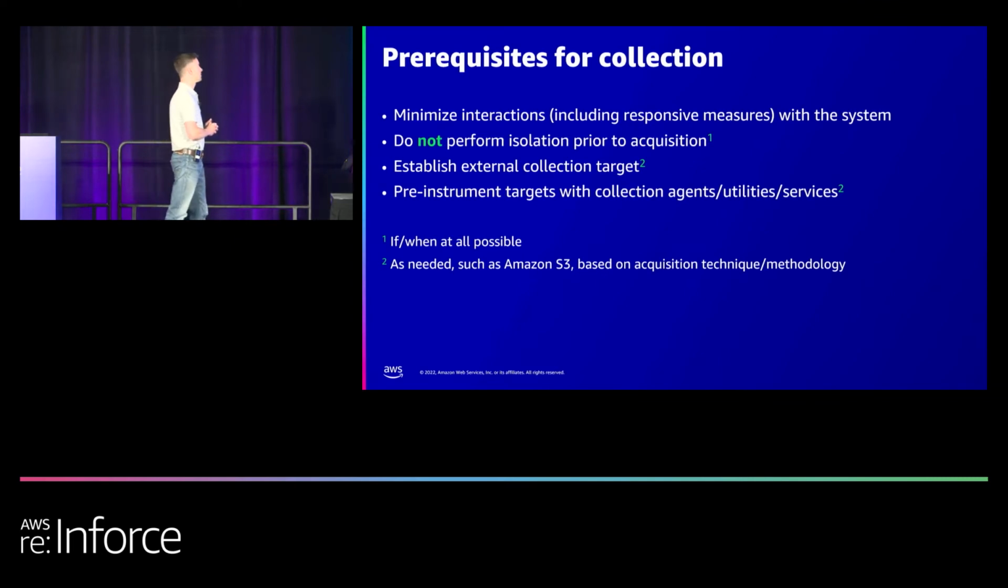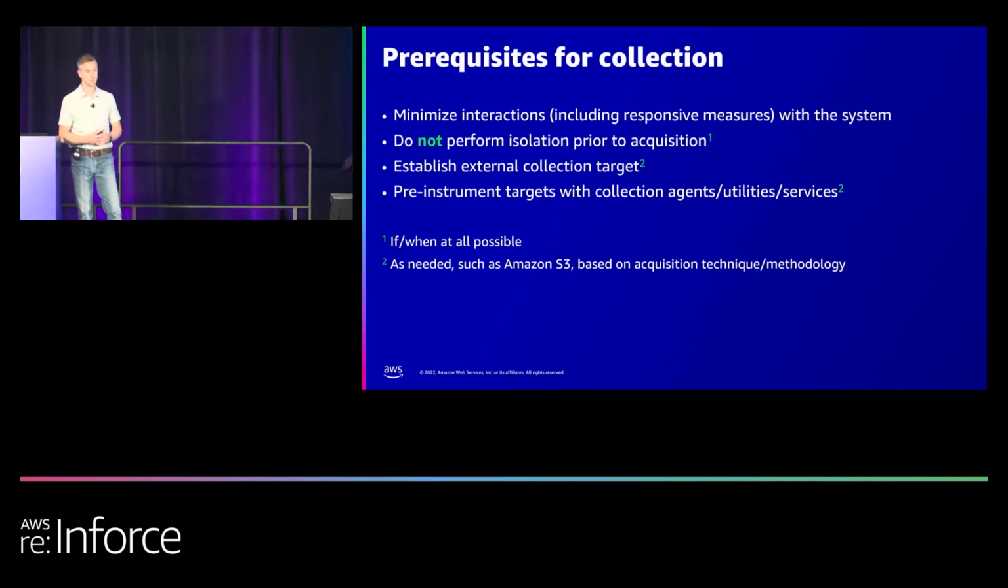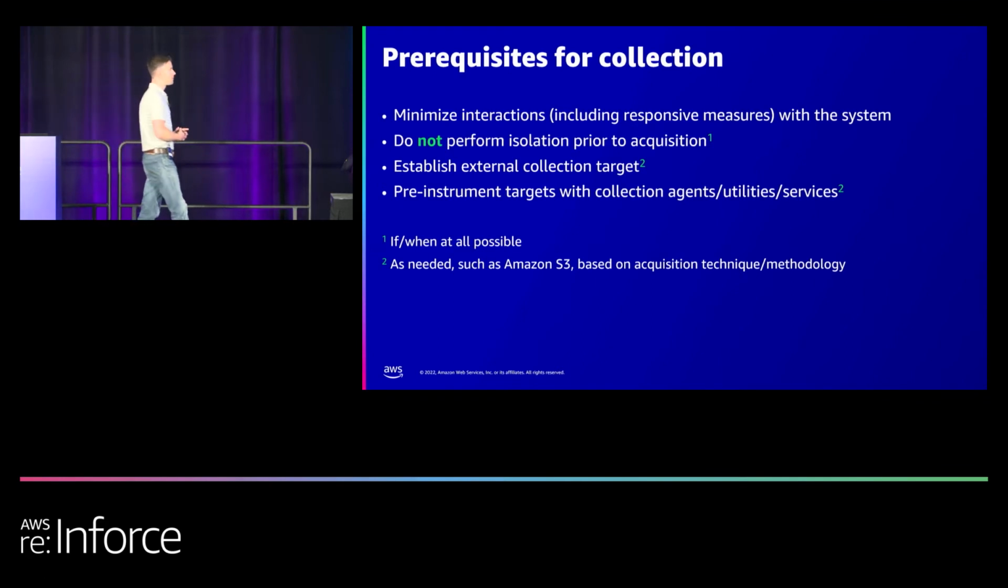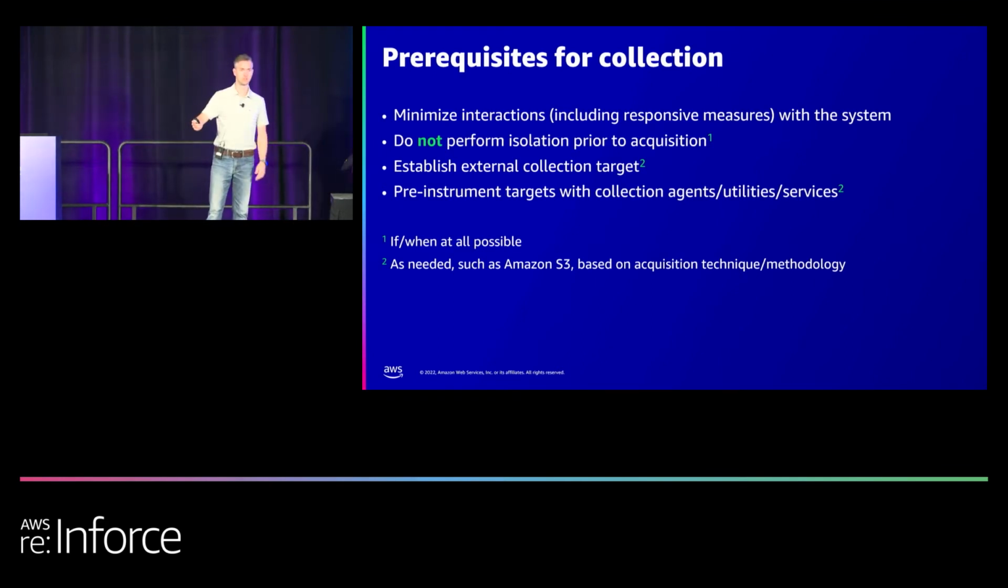So what are some of these prerequisites for collection? Again, minimize interactions, including responsive measures. We don't perform isolation prior to acquisition, right? Major takeaway: we need to establish an external collection target.